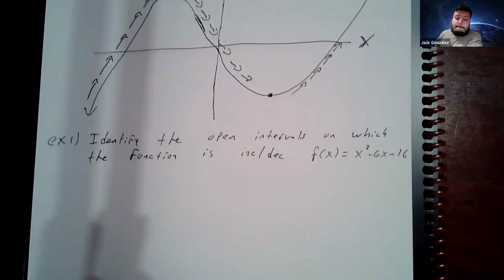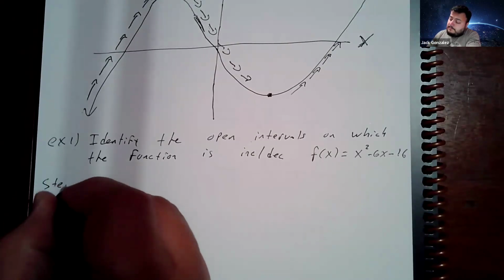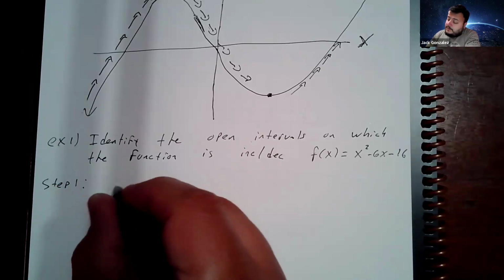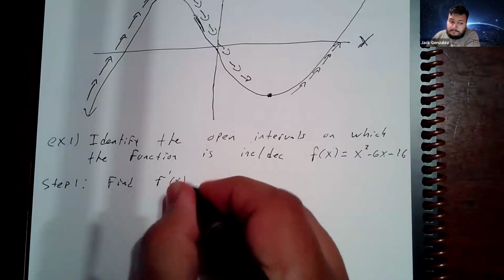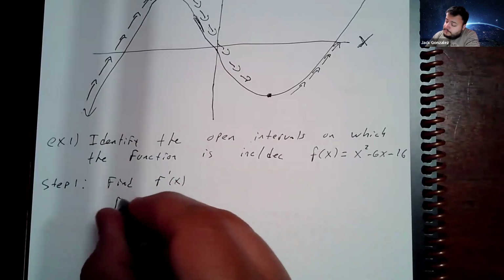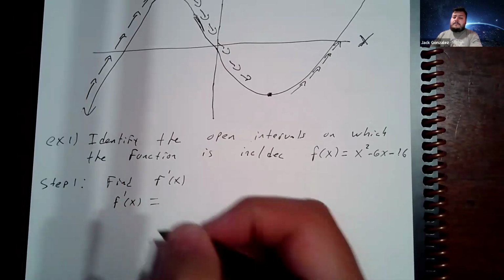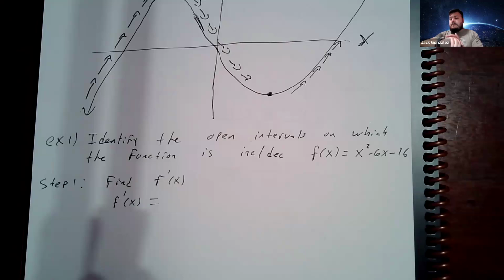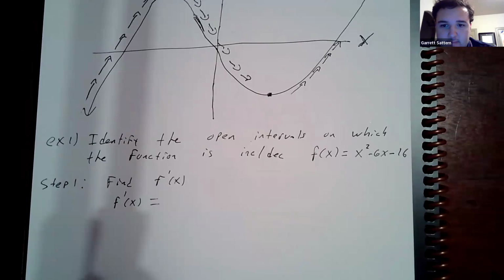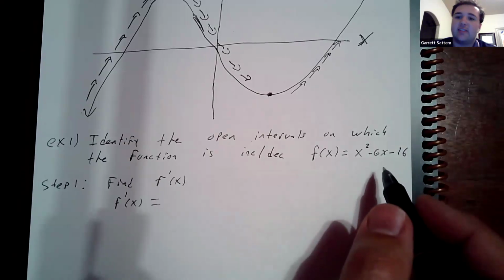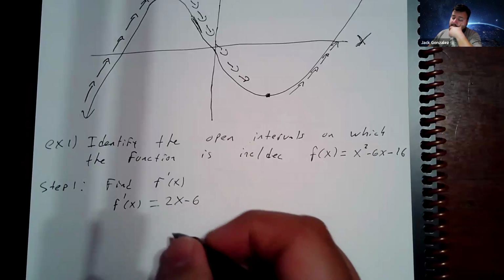Okay. So step one, find f prime. The derivative will be, what is our derivative? No, 2x minus 6, I'm sorry. Yeah, 2x minus 6. So there's my derivative.